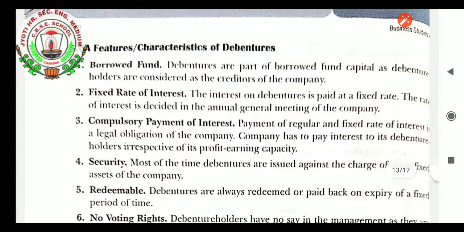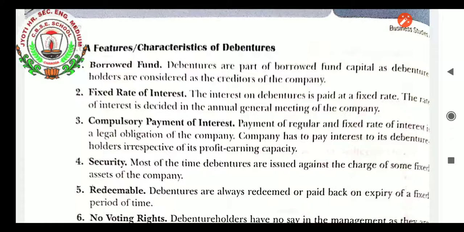Features and characteristics of debentures. The very first is borrowed fund. Debentures are part of borrowed fund capital as debenture holders are considered creditors of the company. Fixed rate of interest. As we pay a fixed rate of interest to creditors, in the same way interest on debentures is paid at a fixed rate. The rate of interest is decided in the annual general meeting of the company. Compulsory payment of interest. Payment of a regular and fixed rate of interest is a legal obligation of the company. The company has to pay interest to its debenture holders irrespective of its profit or earning capacity.